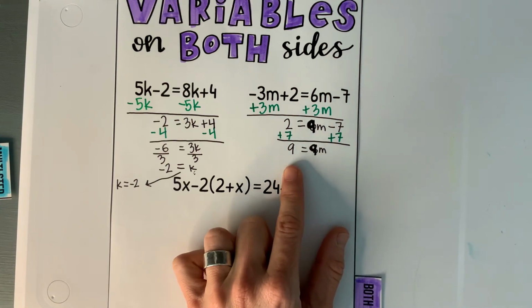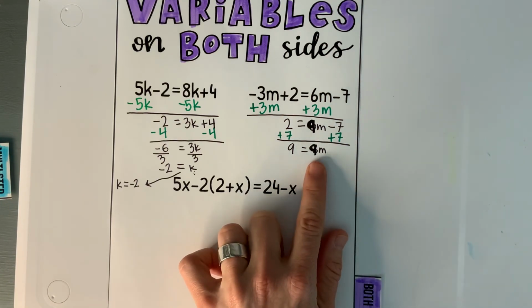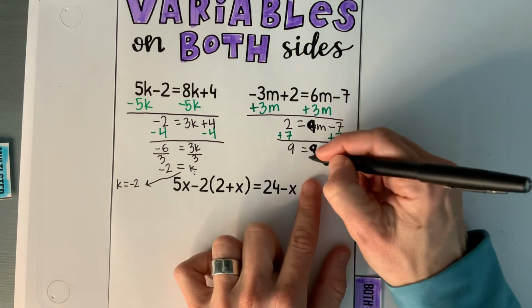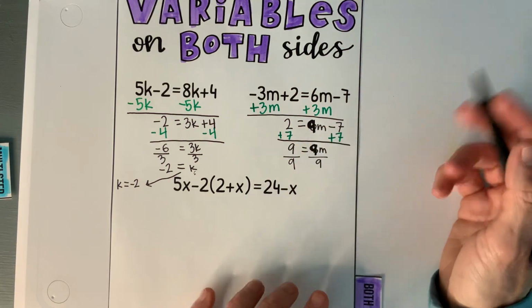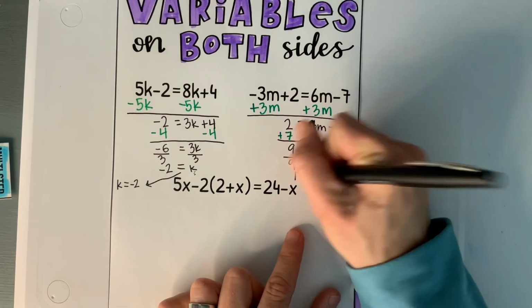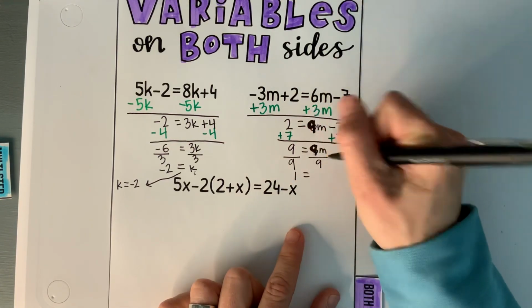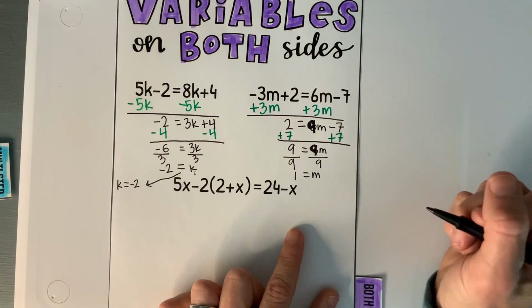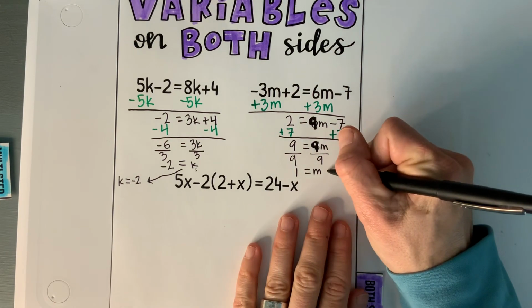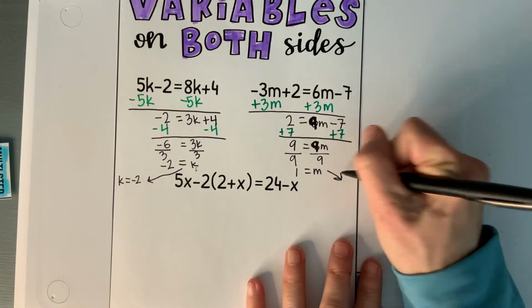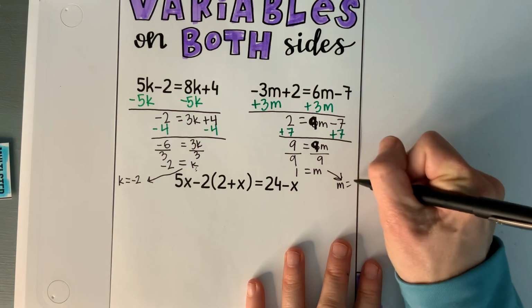In order to get rid of that multiplier, 9 times m, we need to divide by 9 on both sides. So 9 divided by 9 is 1. 9m divided by 9 is just plain old m. So m equals 1. Then we can do what we did over there and flip it the other way: m equals 1.